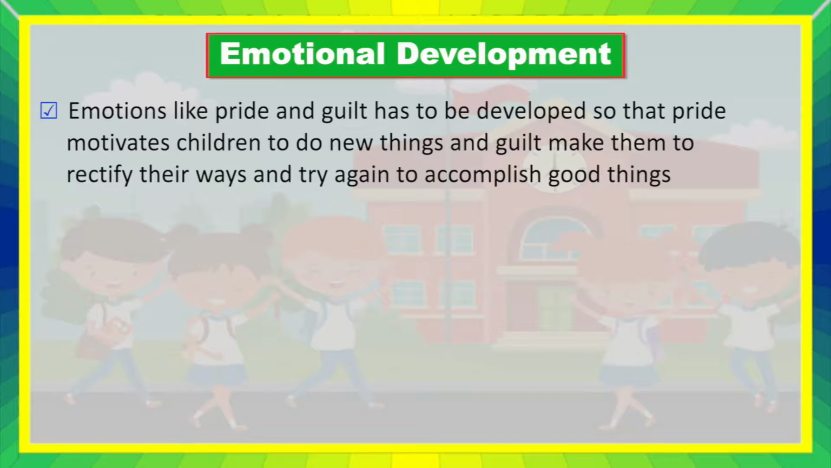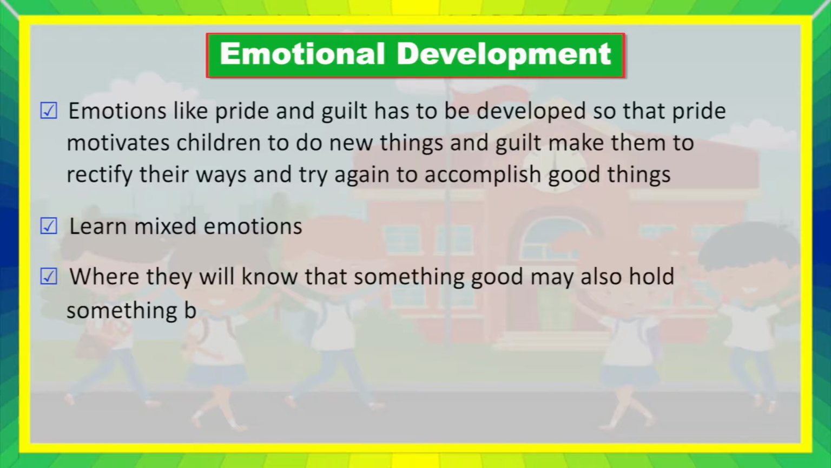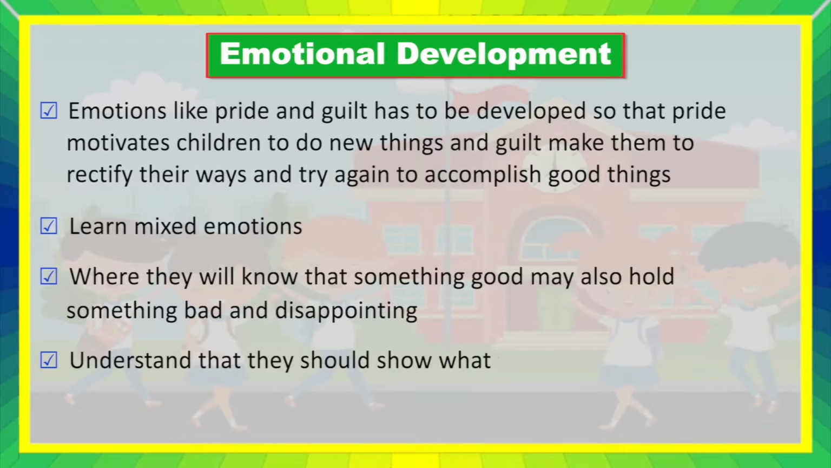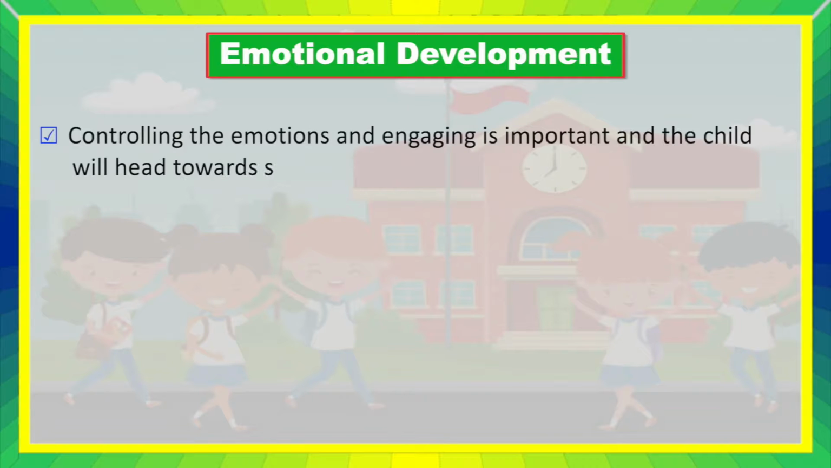Development of emotional understanding is important among children. They need to learn mixed emotions, where they will know that something good may also hold something bad and disappointing. They should understand that they should show what they feel, and people actually do that. Emotional self-regulation is also important. Controlling the emotions and engaging is important, and the child will head towards success.